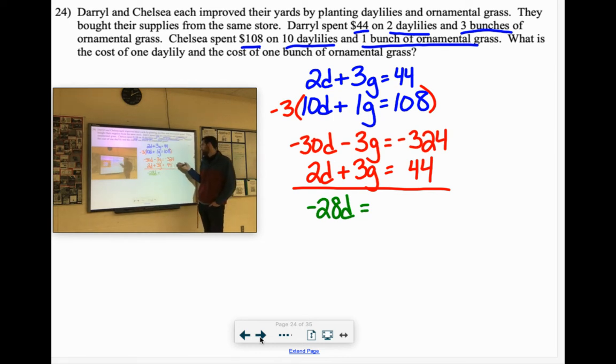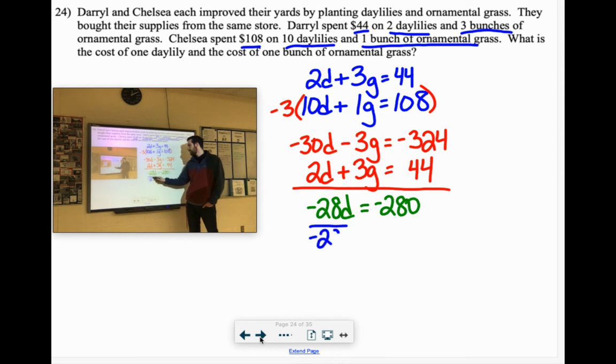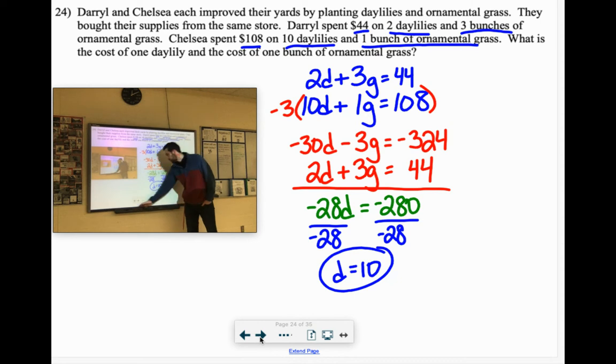negative 324 plus 44 is negative 280. Oh, that's cute. Because then when we divide by negative 28, right, they look the same, just with a 0 on there. So D equals 10. So that's how much the daylilies cost. But we need to figure out the ornamental grass.